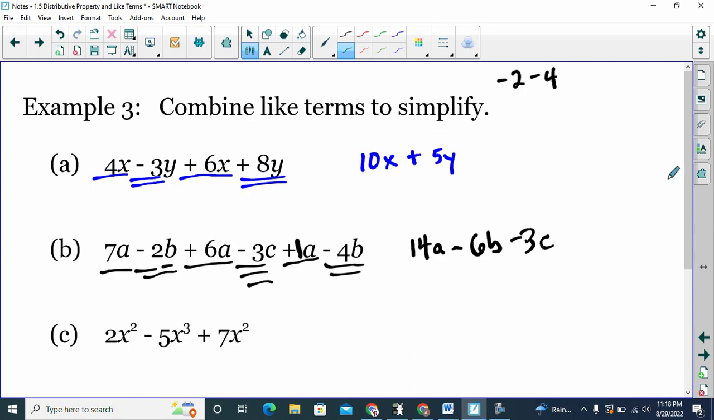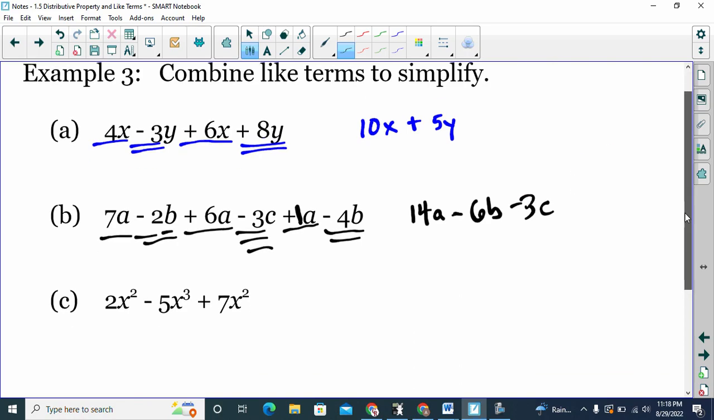Part C. 2x squared minus 5x to the third plus 7x squared. These are like terms. 2x squared and 7x squared. They have the same exponent and the same variable. Combine those up is 9x squared. And then I've got this minus 5x cubed right here. Nothing to combine it with.